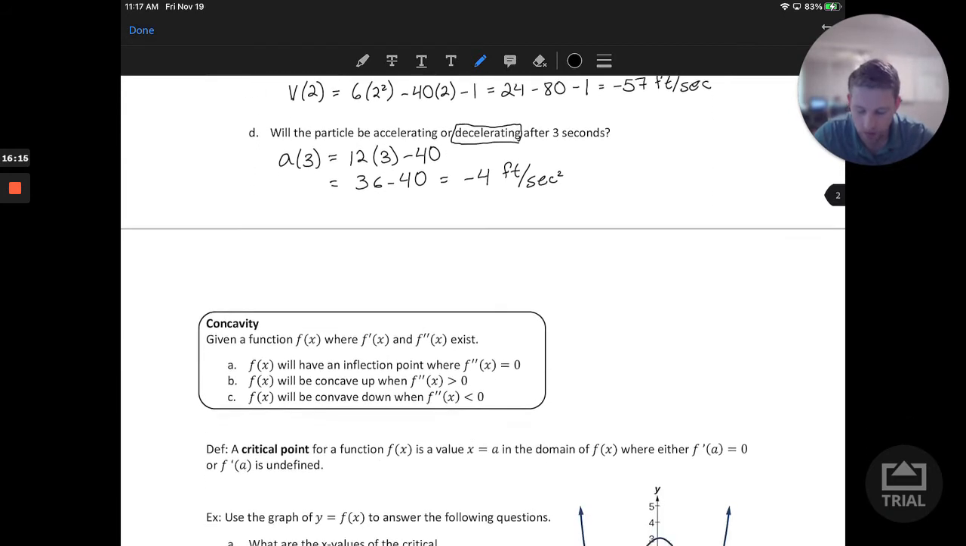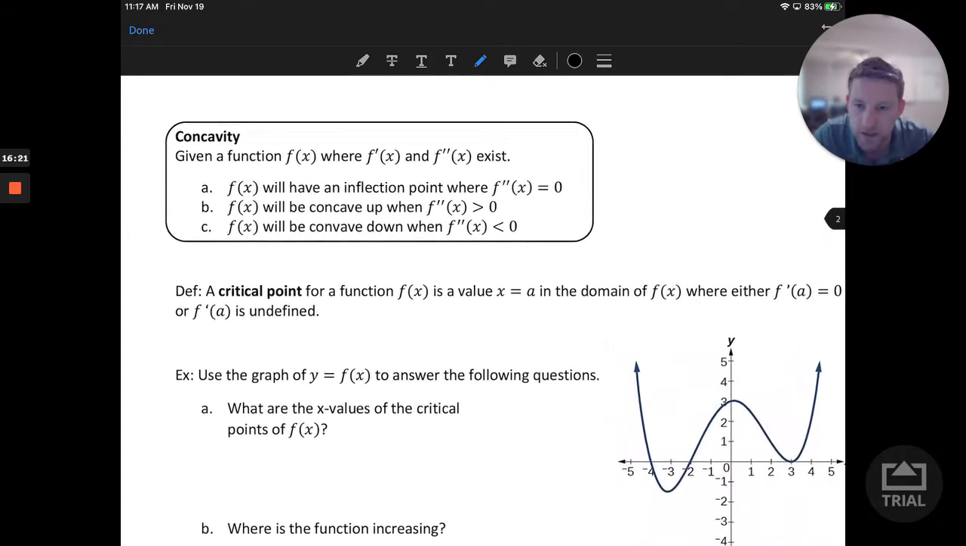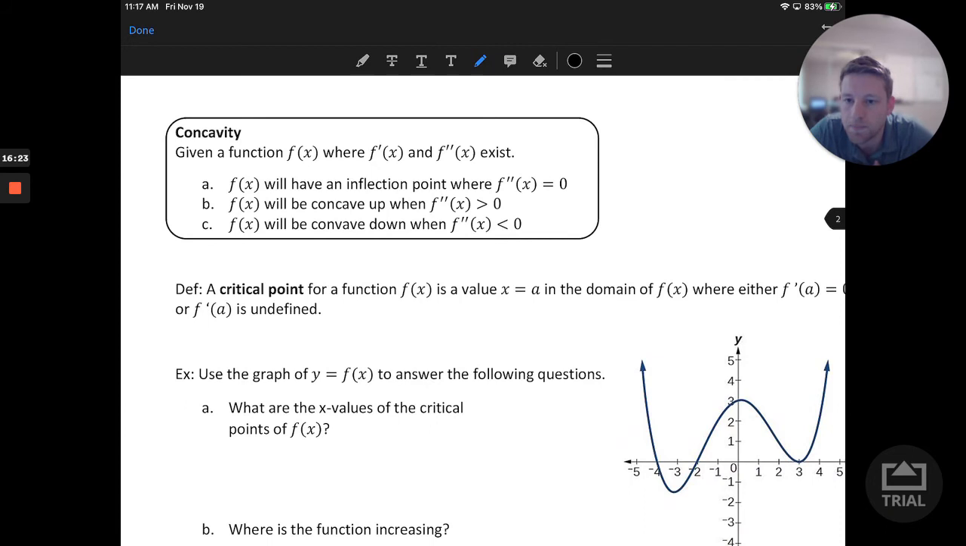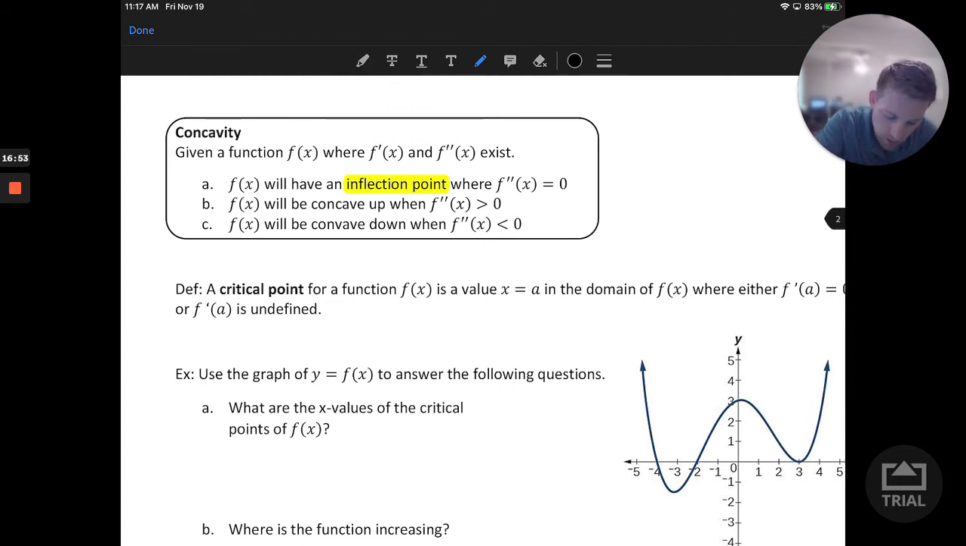Let's consider the concept of concavity for a moment. This will be our look into the definition of what concavity is and how it is measured. So given a function f of x where f prime of x and f double prime exist, part A would say that f of x will have an inflection point, that's an important word for us, where f double prime of x is equal to 0. Inflection points are where our concavity changes from up to down. So let's note that inflection point here, we'll call it just an IP.